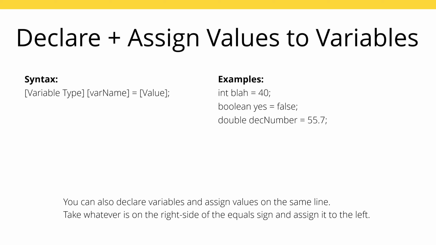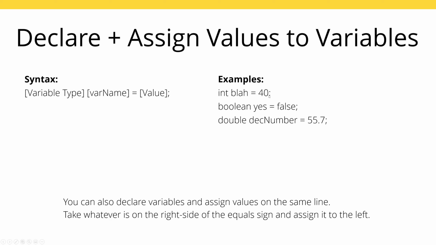So we can also do both of those two steps in one step. We could do variable type, variable name, assign value. You're going to notice the left-hand side, variable type and variable name, is the previous video, and this portion, variable name, assign value, is this video. So we can do both parts in one step on one line of code.